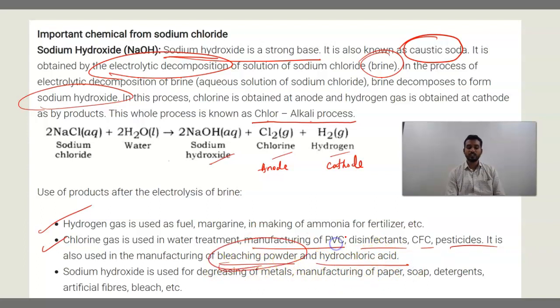You may have seen that in the water you get from the pipelines, the taste is somewhat changed because of the presence of bleaching powder. To clean the water, they add this. Bleaching powder and hydrochloric acid. Next, sodium hydroxide is used for the degreasing of metals, and in manufacturing of paper, soap, detergents, artificial fibers, bleach, etc. So these are the different uses of sodium hydroxide. What is sodium hydroxide? It is a base.